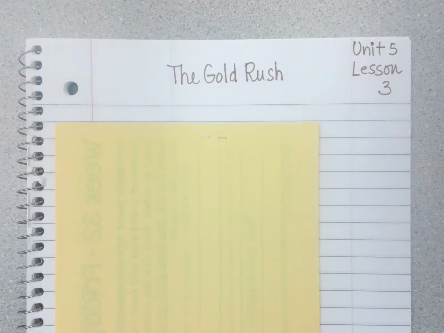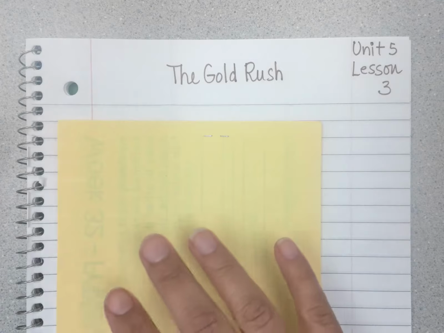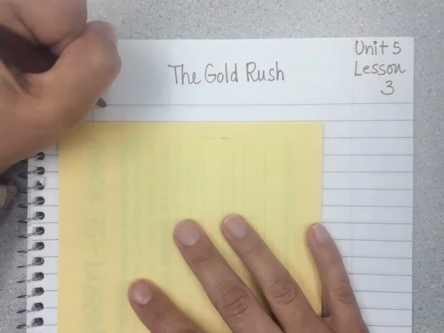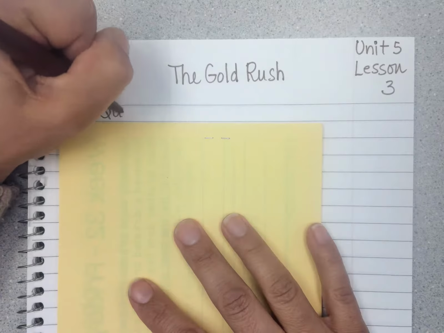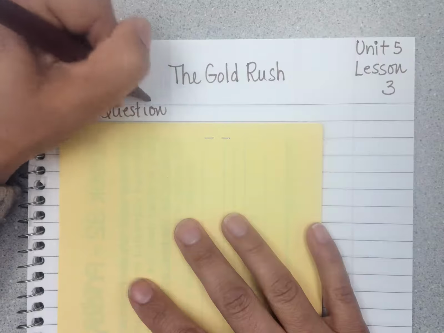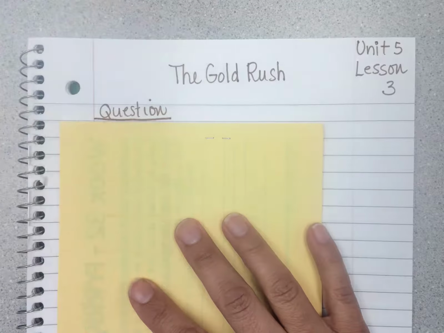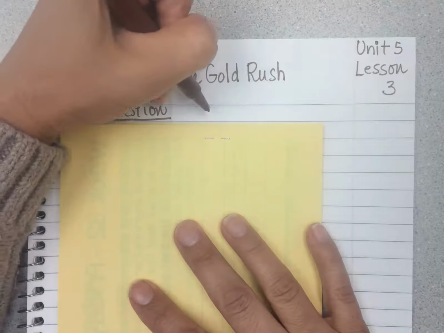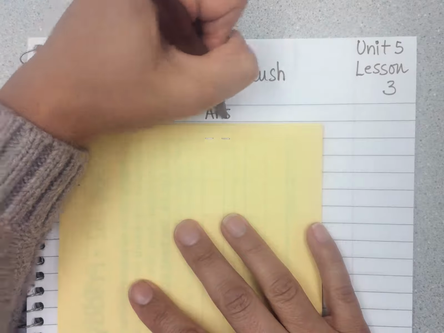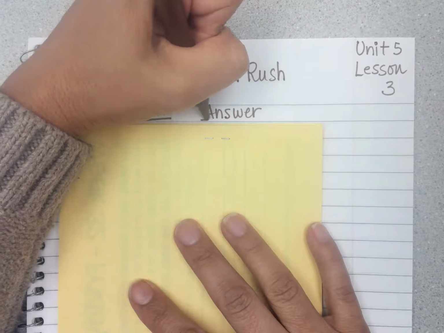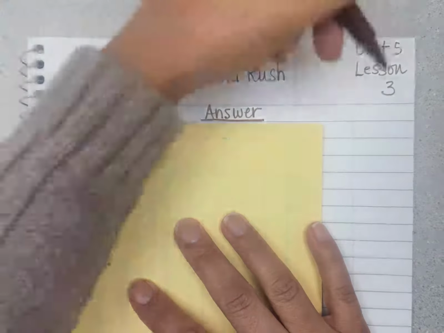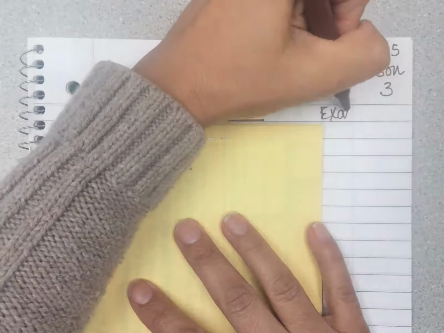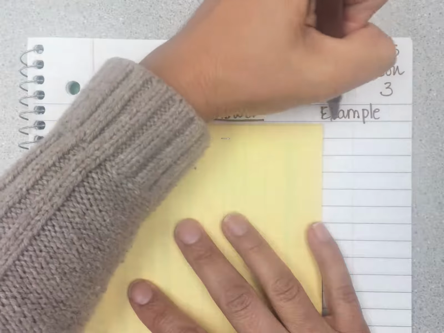You're going to be using the book so that you could read about this, and I'm going to reference pages where you can find this information. So our first category is question. Then you're going to have answer. And our last category, example, which I'll try to draw a couple of pictures.